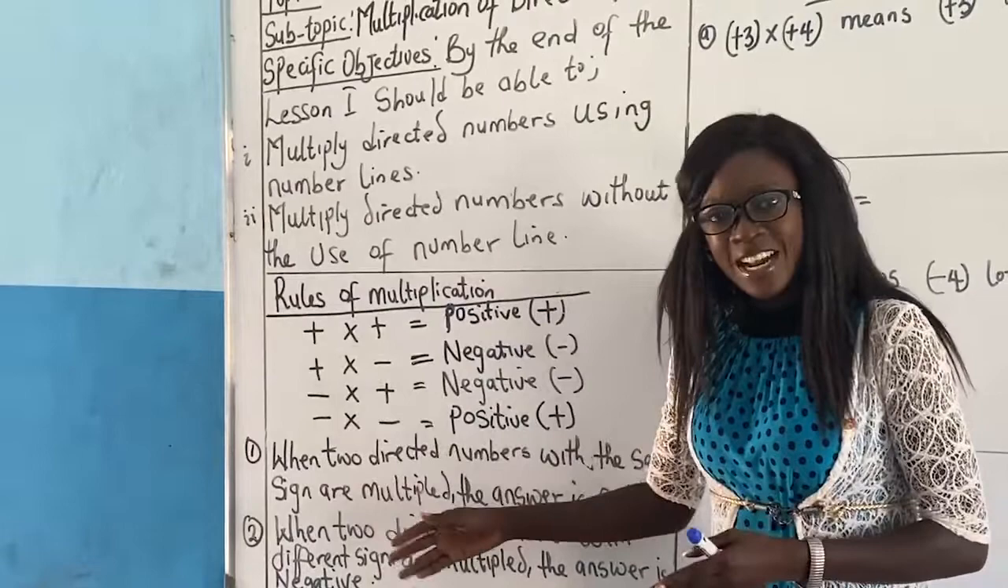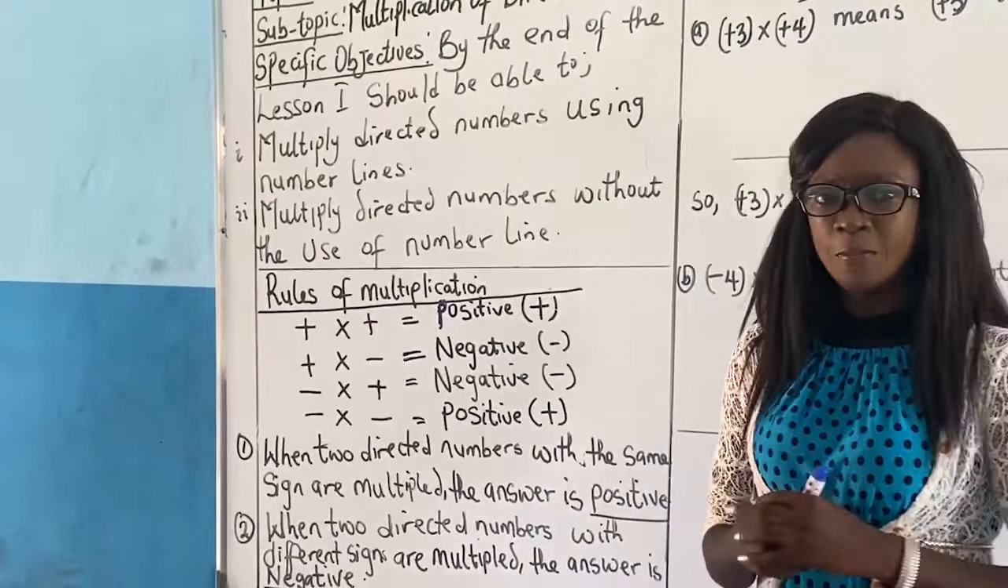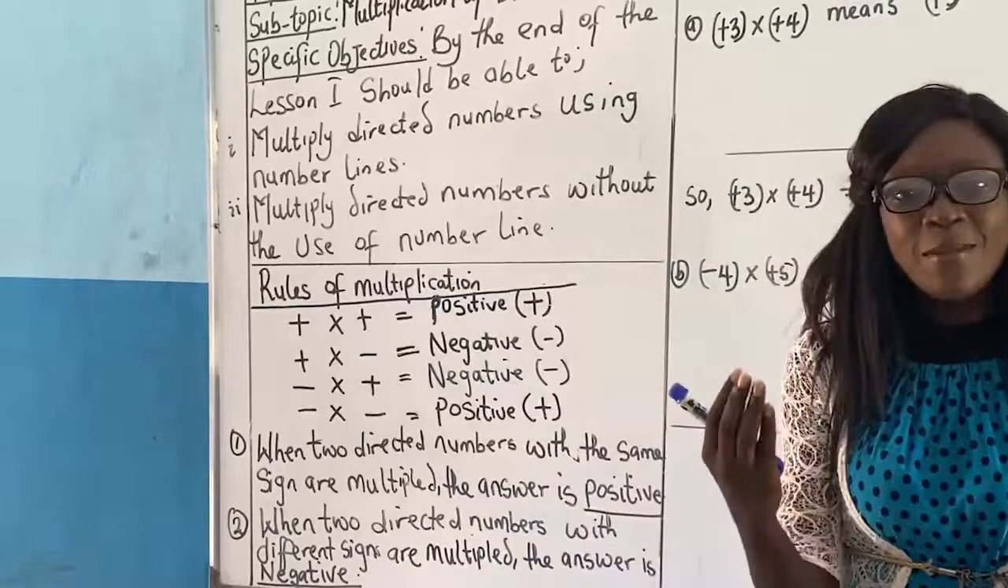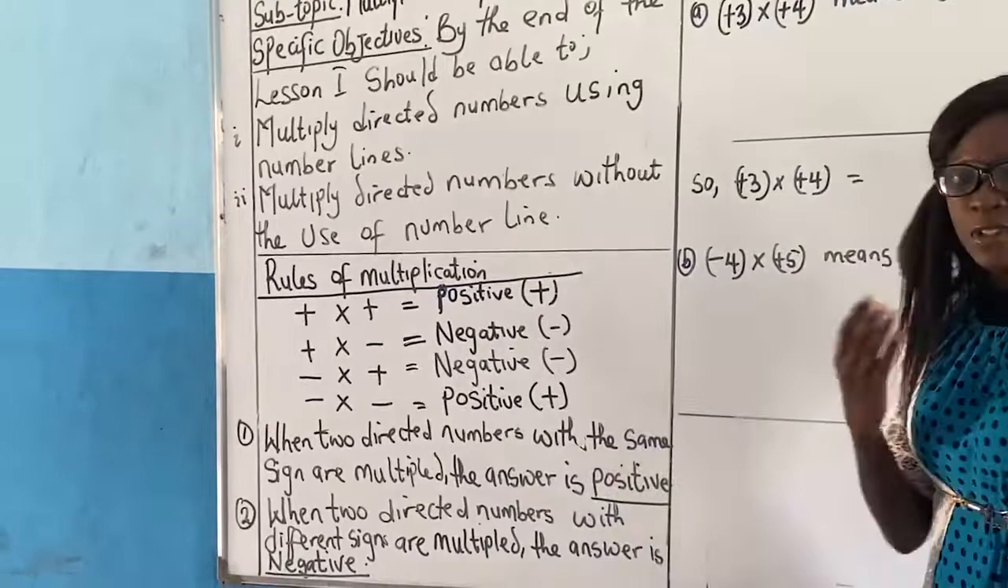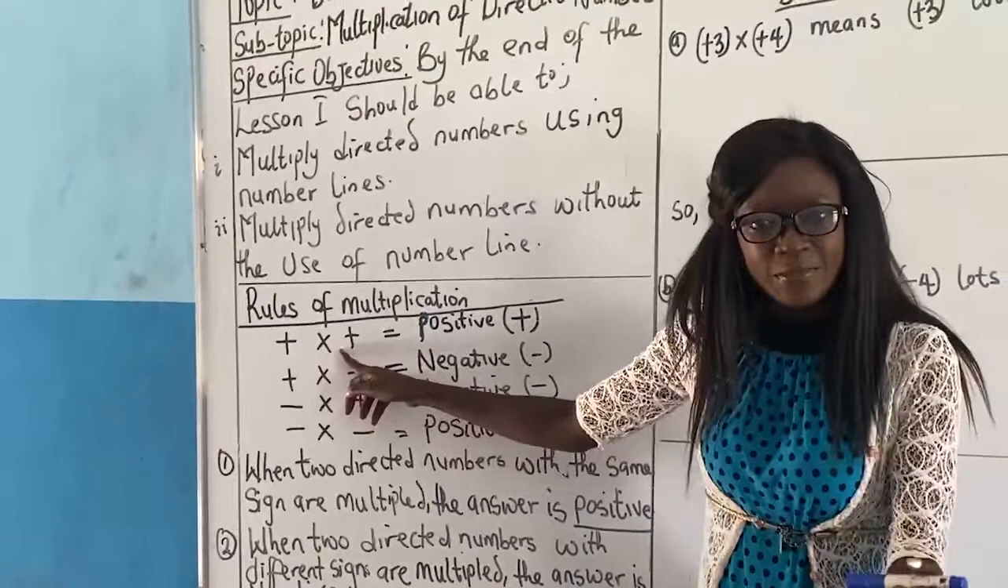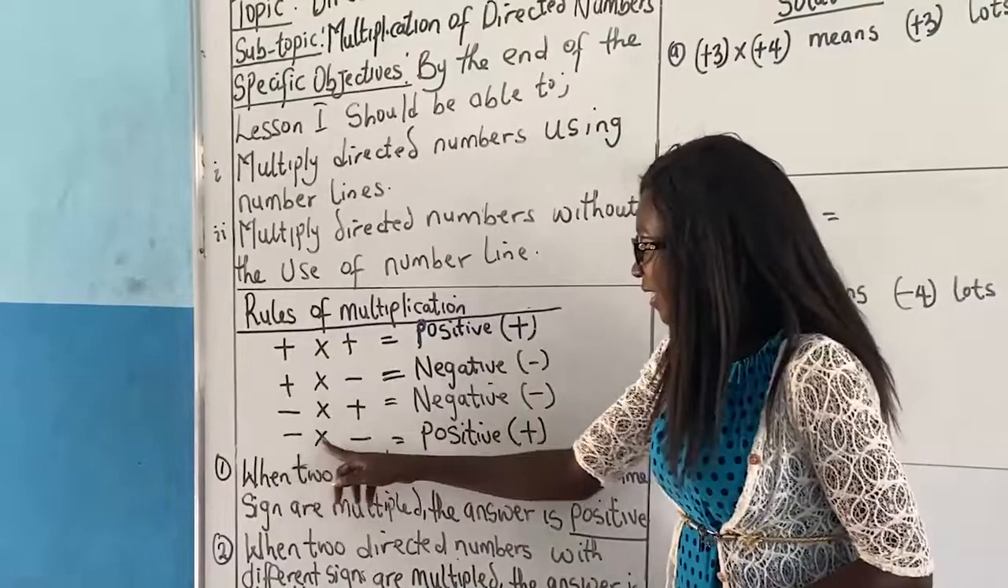And if I have a negative number multiplied by a negative number, I'm going to have positive. So let's drag this into two summary. That's to say that if I have directed numbers that have the same sign, I'm going to have a positive answer. Now let's look here. Positive, positive, they have the same sign, and it gives me positive, the answer. Okay? And here I have negative times negative. The result is positive.